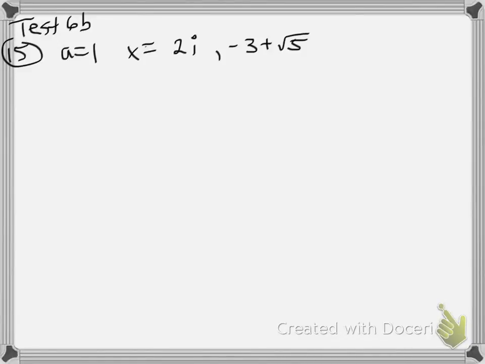Okay, this is question 15 on the second part of the test of graphing polynomials. Number 15 is from section 5.7. It says write a polynomial function f of least degree that has rational coefficients. It has a leading coefficient of 1. That shows up right there. And the zeros are 2i and negative 3 plus root 5.